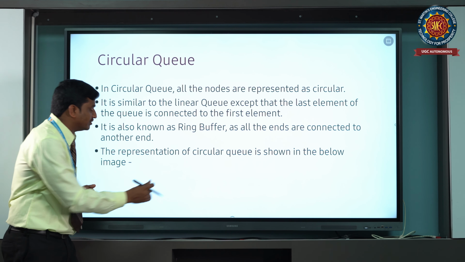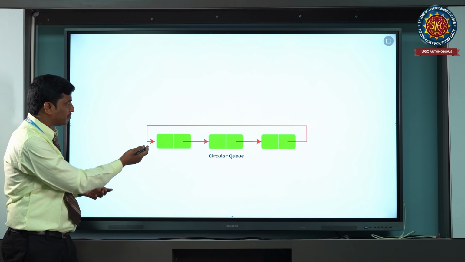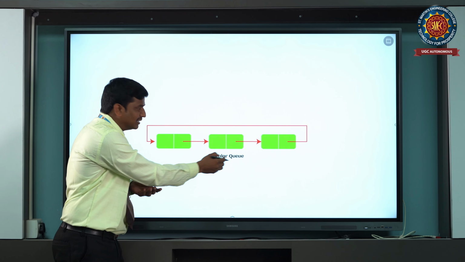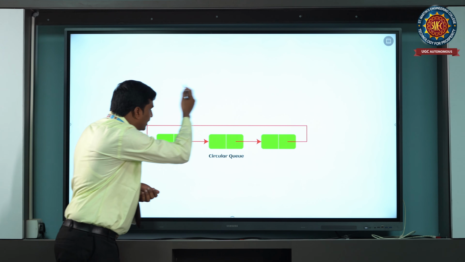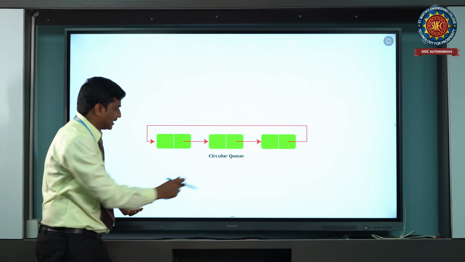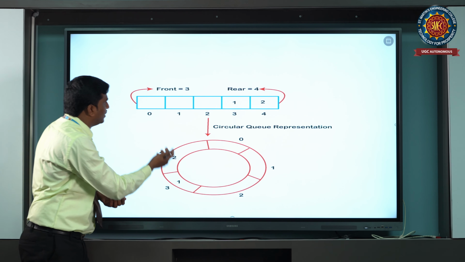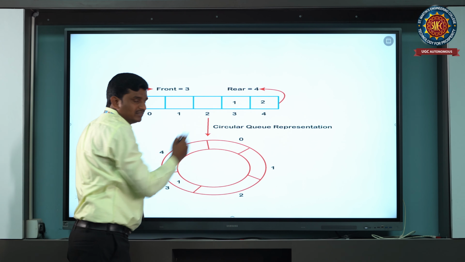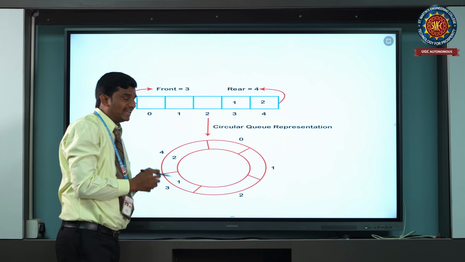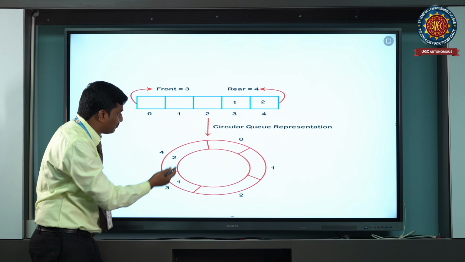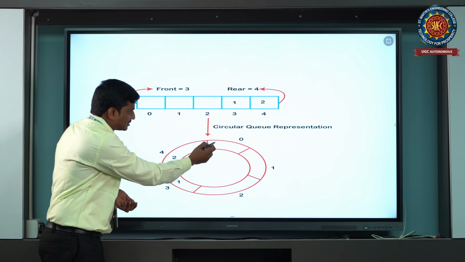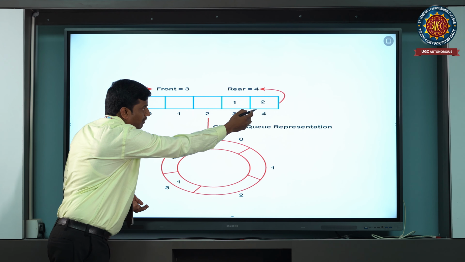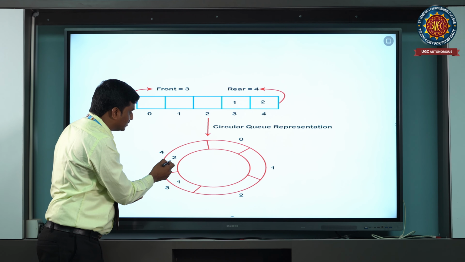Here we can see the diagrammatic representation of the circular queue. Whenever we reach the last element, it connects again to the first element. Here is one more diagrammatic representation. I insert first 1, then second 2. When I call it a ring buffer, we see positions 0, 1, 2, 3 and 4.